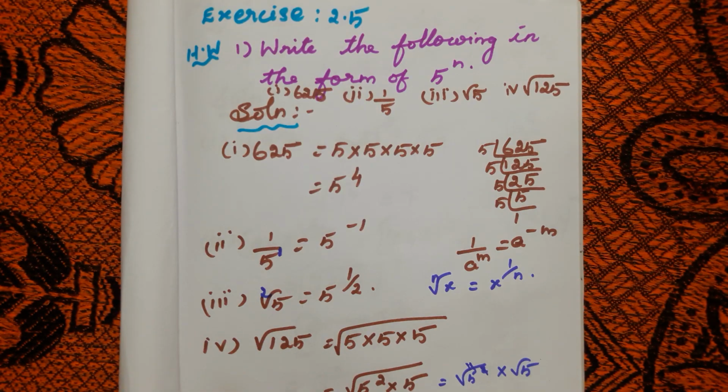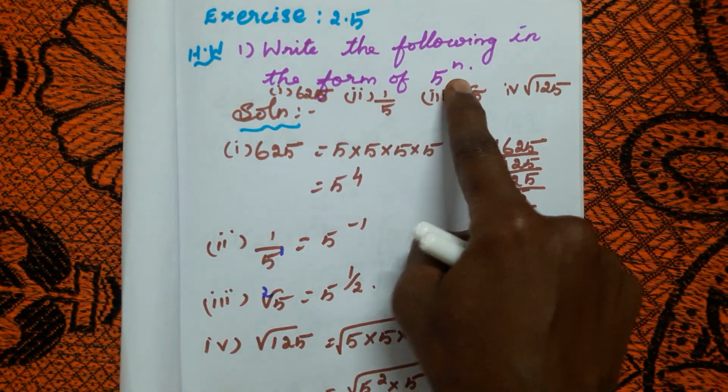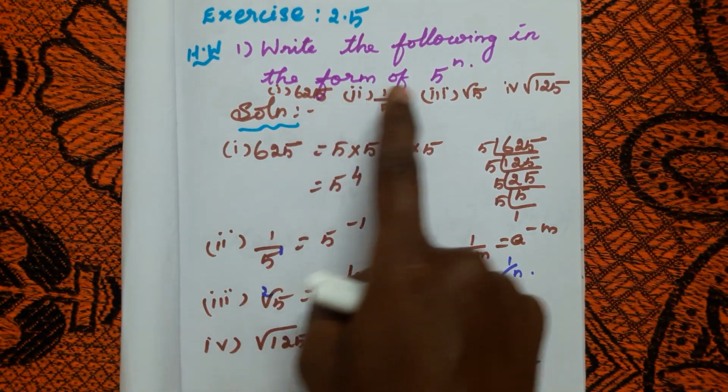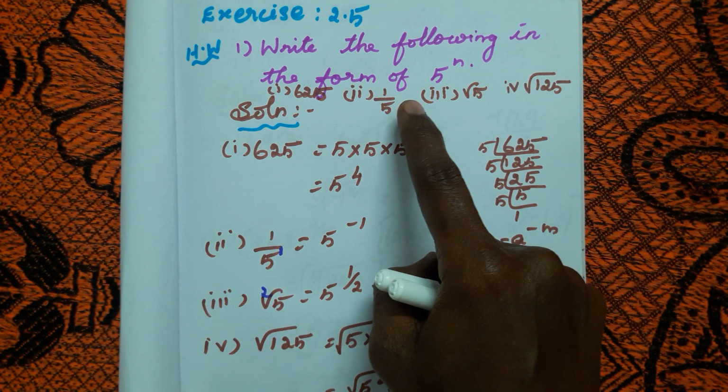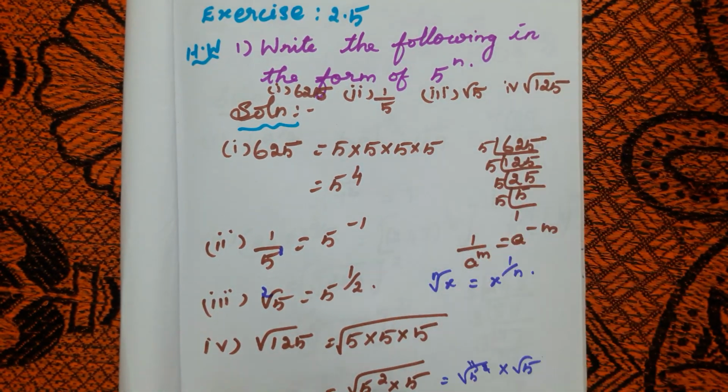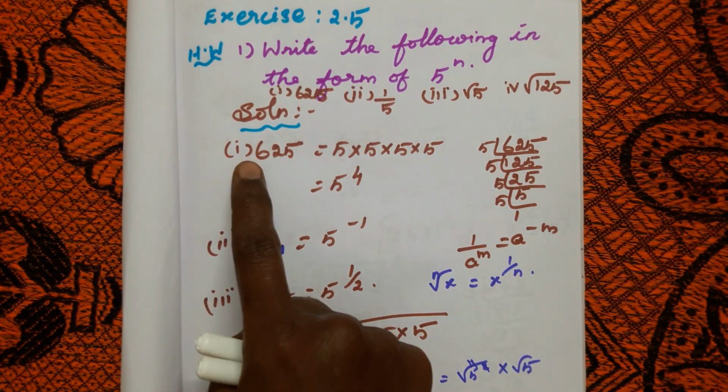In the previous class, I gave some homework. Exercise 2.5, first question. Take the homework problem and check the answers. Write the following in the form of 5 power n. First one 625, second one 1 by 5, third one root 5, fourth one root 125. First one.